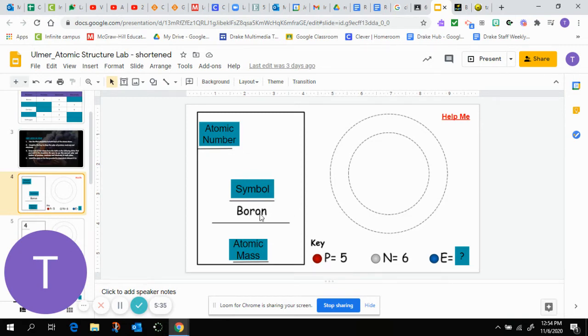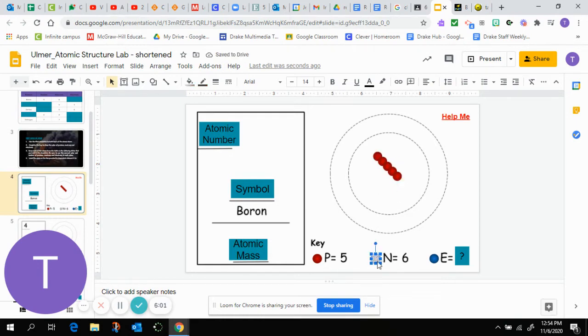Okay, they tell us in this slide that we have boron. Boron has 5 protons and 6 neutrons. So I'm going to click on my protons. I'm going to Control C, copy, Control V, paste, and then I'm going to bring it up into the nucleus, and then I'm going to copy it and paste 4 more. 1, 2, 3, 4. Okay, now I have the number of protons I need.